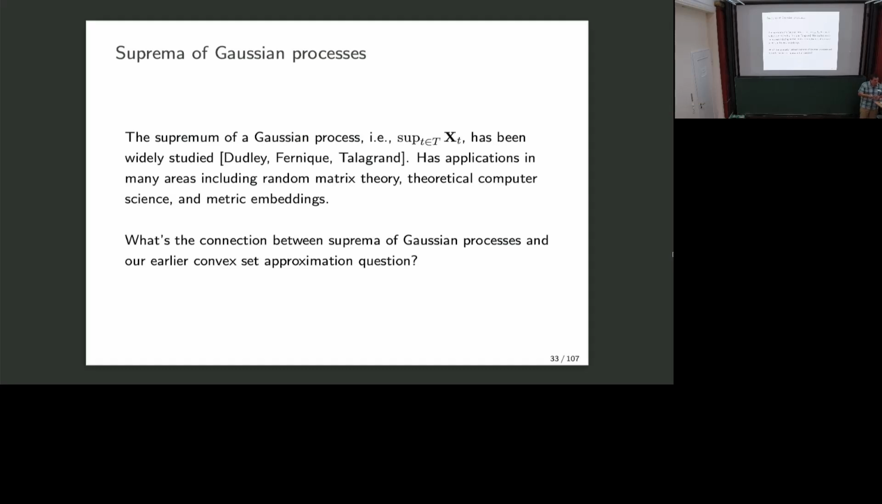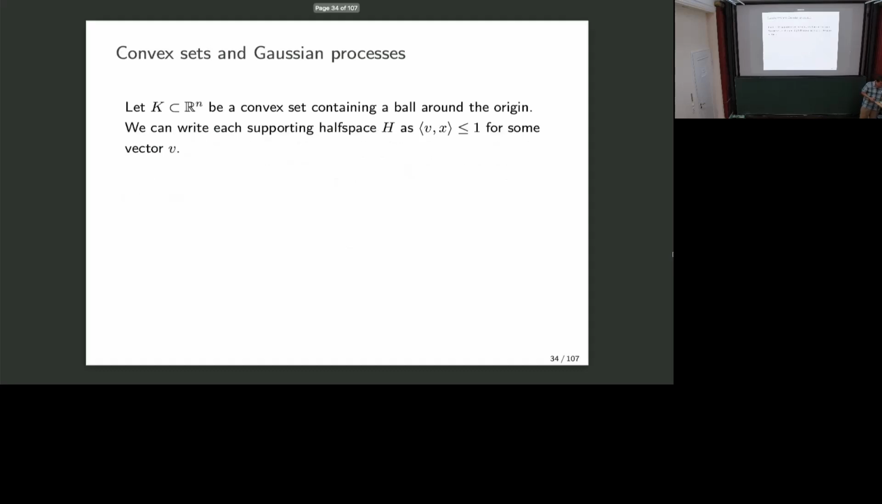What does this have to do with the question we were talking about a few minutes ago of approximating convex sets? Well, I'll give you a pretty superficial answer to this, but hopefully it's still somewhat convincing. Suppose you have a convex set that contains a ball around the origin. It's defined by a bunch of separating hyperplanes, supporting half spaces, and they all have this form: some vector v dot x is less than or equal to 1. I can write all of my separating hyperplanes in this way.